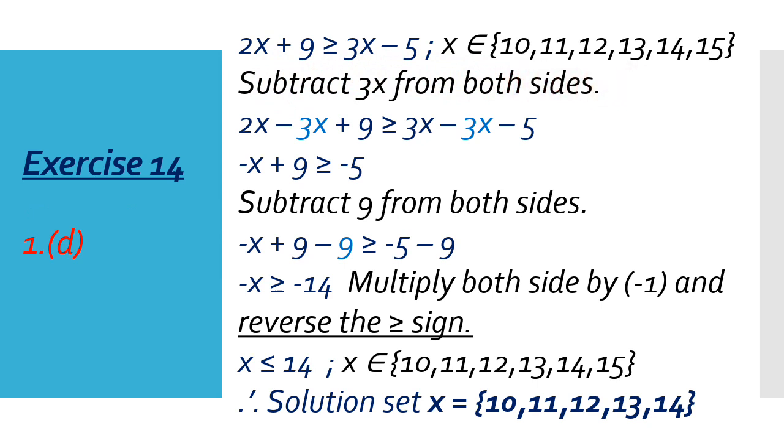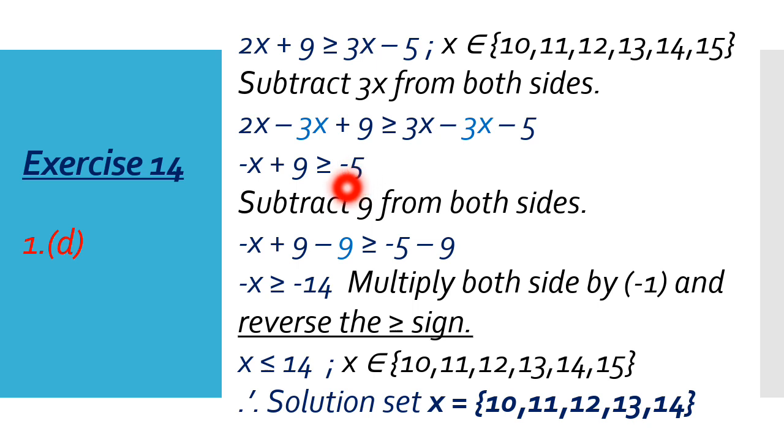As we know from this part, we can subtract 3x from both sides. Then from the RHS this 3x will cancel. So 3x is subtracted from both sides: 2x minus 3x plus 9, and on the right hand side 3x minus 3x minus 5. This 3x cancelled, and 2x minus 3x, as you know, will be minus x plus 9, and on the right hand side it is only minus 5.